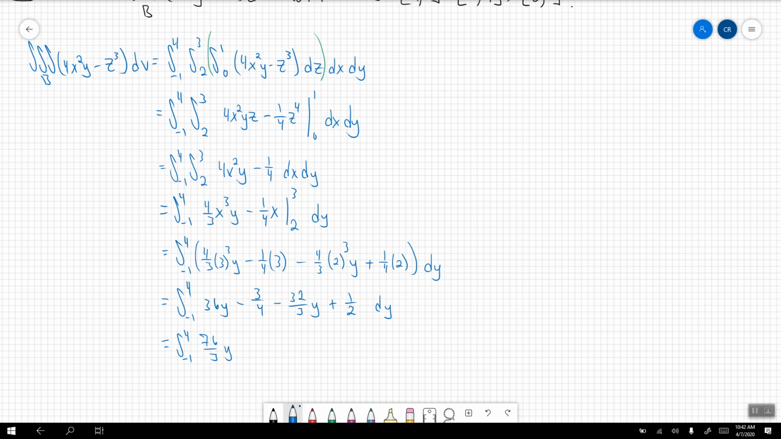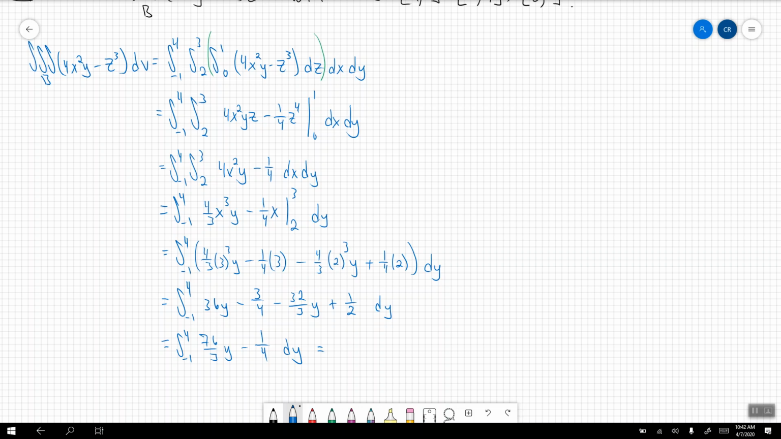And then I have this 1/2, and then I have minus 3/4, so that should get me -1/4. There we are. Perfect. And this is all dy. So finally, all we have to do is just integrate this. So let's go ahead and integrate.